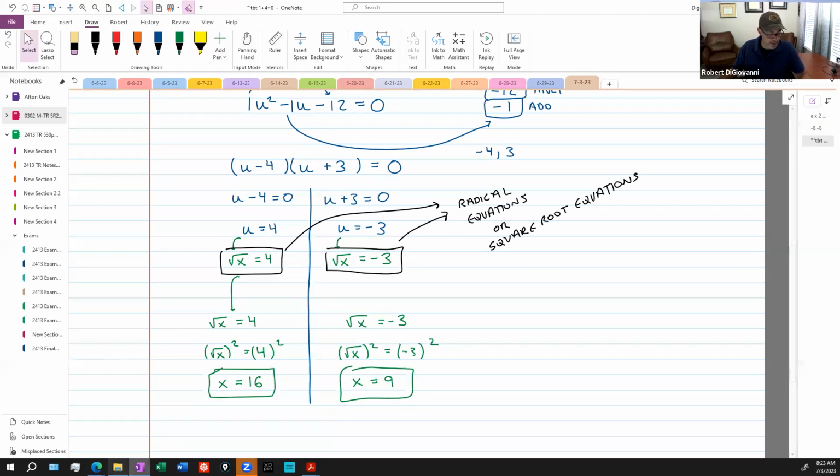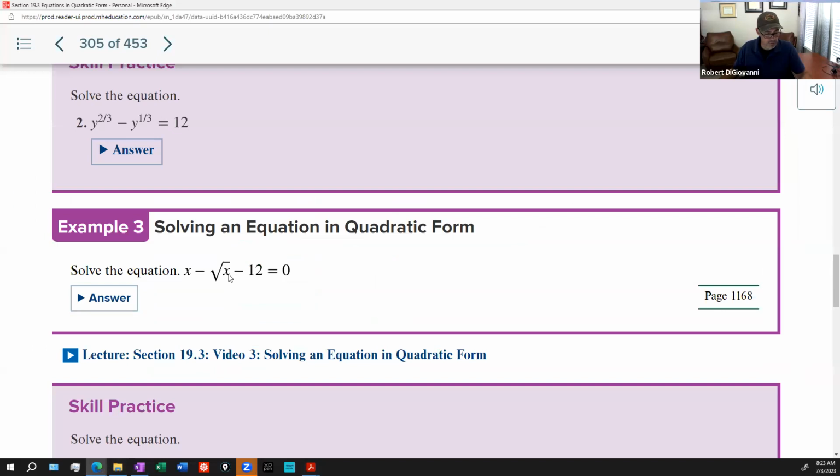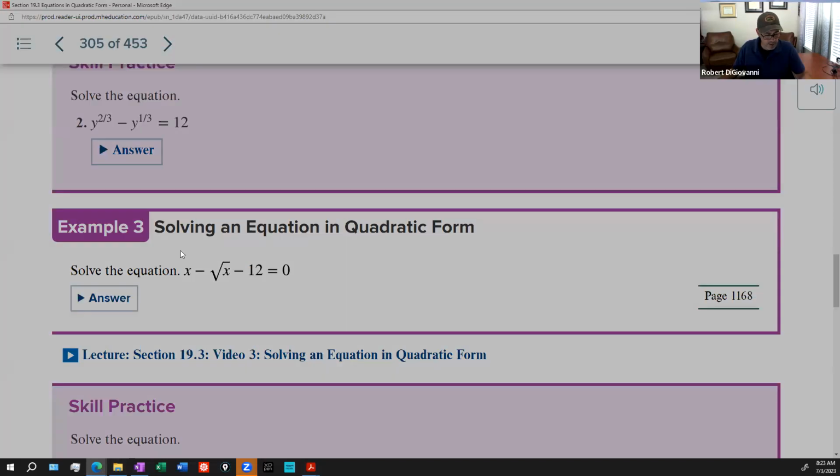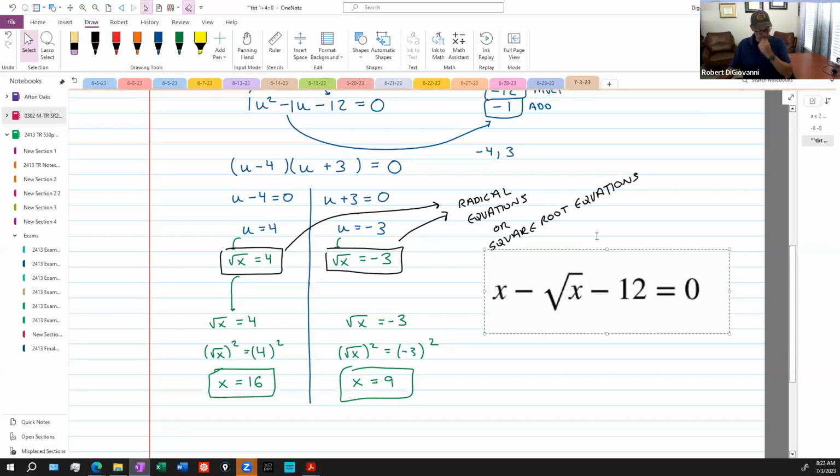I don't know if they are actually correct yet. What I'm going to need to do, here's the problem. I need to go back and check these in the original equation. So let me put the original equation here. Okay, let me check. So first let me check what happens if I try x is equal to 16. All right, so I'm going to rewrite this equation. I'm going to replace x with 16.